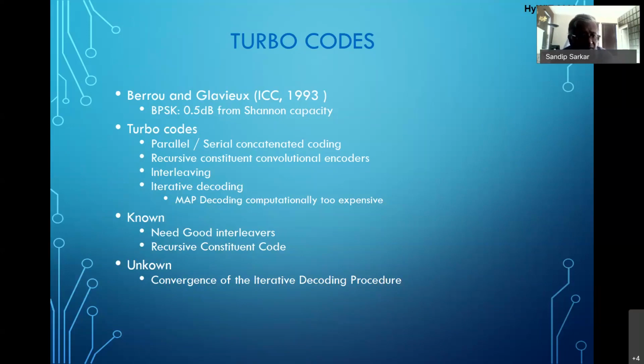What we know is that we need a good set of interleavers and a good recursive constituent code. What we do not know is why this decoding procedure works the way it works, why it converges. Today there is no good explanation, because we know of turbo codes where this actually diverges.